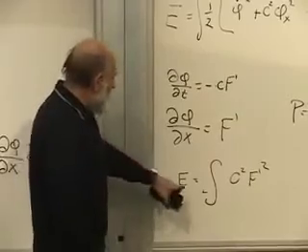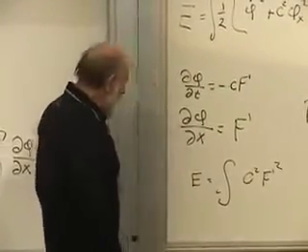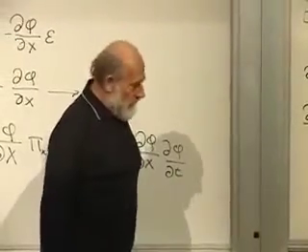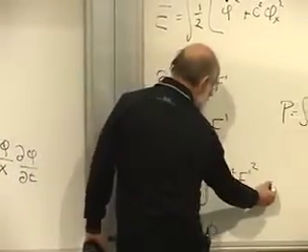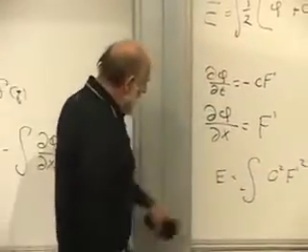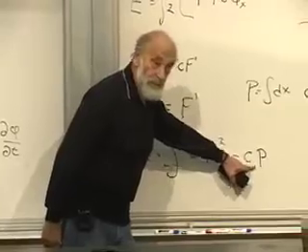Notice that it's closely related to the energy of the right-moving wave. In fact, apart from a factor of c, the energy and the momentum are equal to each other. In fact, we can write that the energy is equal to c times p. There's an extra factor of c in the energy that's not there in the momentum.